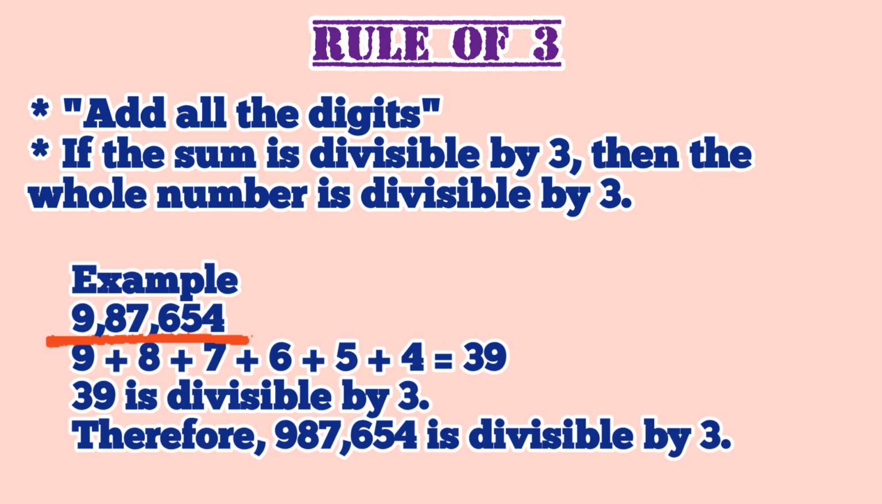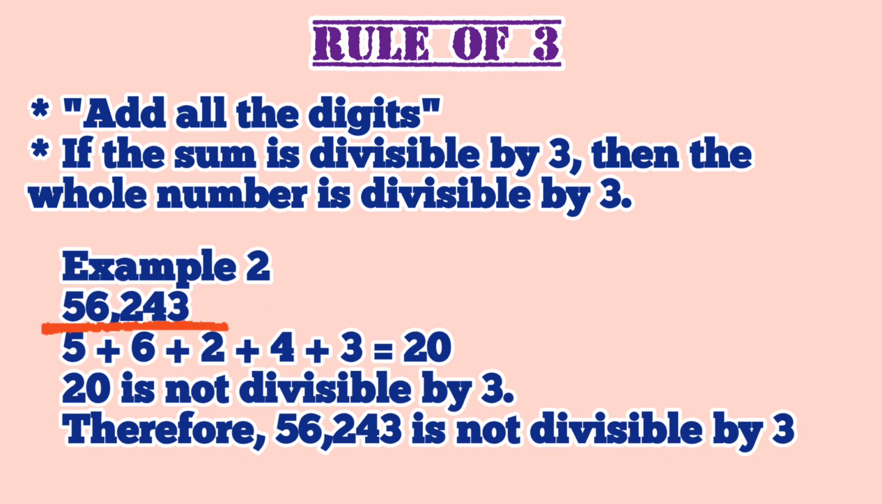I take the number 9,87,654. As I told earlier, add all the digits. 9 plus 8 plus 7 plus 6 plus 5 plus 4. The sum is 39. 39 is divisible by 3. Since 39 is divisible by 3, the whole number 9,87,654 is also divisible by 3.